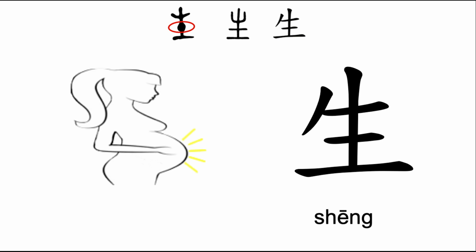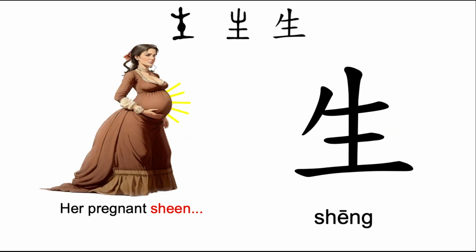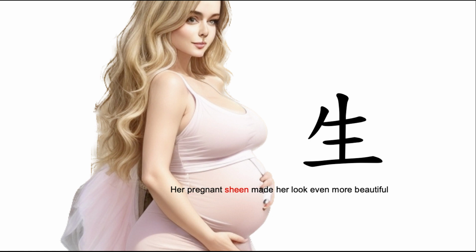Imagine a side view of a woman with a ponytail as the upper part of the character. You can even think of that upper protrusion as her head, the horizontal stroke as her chest, and the horizontal stroke at the bottom as the ground. The Oracle bone script used this symbol of a pregnant woman to signify the arrival of new life. To remember 生, you can use the phrase, her pregnancy sheen made her look even more beautiful, to connect the pronunciation and character shape. Now, back to practicing strokes and order.